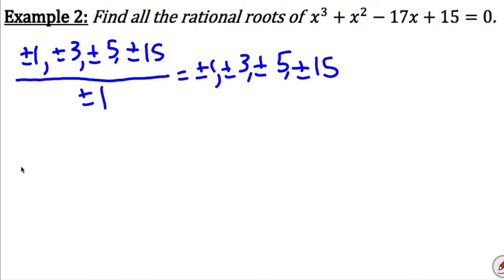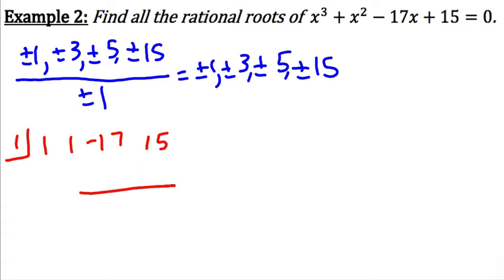All right, so I'm going to start with 1, and so 1, 1, negative 17, and 15. And again, this is why we're doing the synthetic division, just because it's so much faster to do the synthetic division than to do the long division. We can jump through these pretty quickly just by using this, so that's why I'm doing it this way.